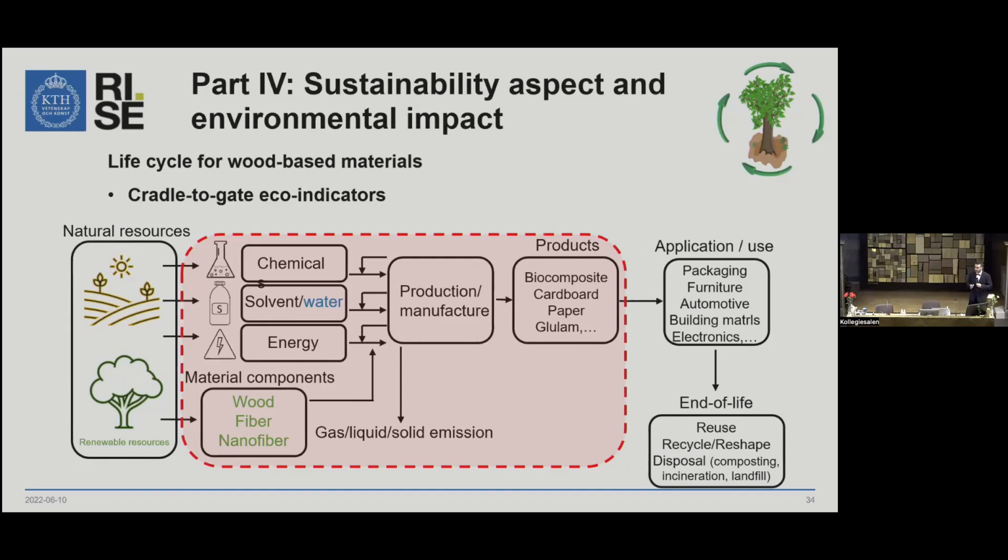Following Michael Ashby's suggestion, we have decided to identify and determine the eco-indicators in the cradle-to-gate boundaries. And this is the cradle-to-gate boundary, this red rectangle here. And this includes all the processes and activities up to application and use phase.